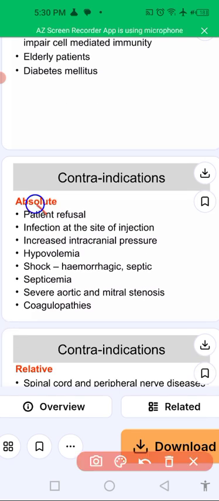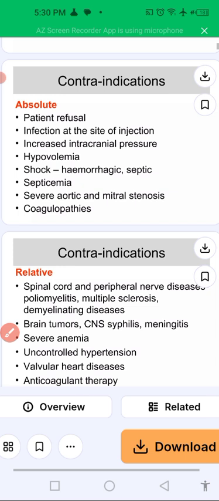And contraindications of spinal anesthesia: the patient is refusing, if there is infection at the site, if there is increased intracranial pressure, or if there is hypovolemia, drop in blood pressure, shock, hemorrhage, septicemia, severe aortic or mitral regurgitation, coagulopathy. These are absolute contraindications in which we do not have to do spinal anesthesia at any cost.